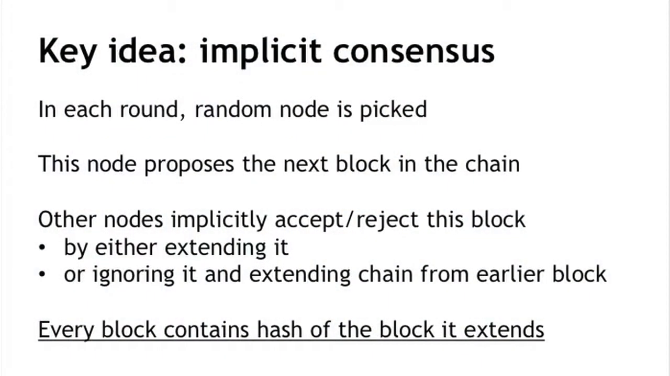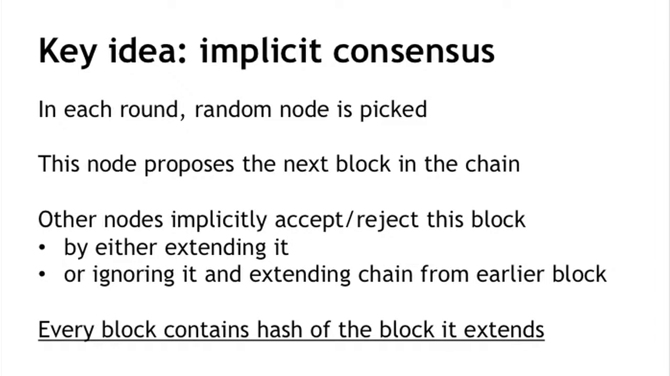So let's make this assumption for now, and let's see what becomes possible if we make this assumption. Here's the key idea. What becomes possible under this assumption of random node selection is something called implicit consensus. So what is implicit consensus? In each round, and there are going to be multiple rounds, each round corresponding to a different block in the blockchain, a random node is somehow selected, magically for the moment. And this node gets to propose the next block in the chain. There is no consensus algorithm, there is no voting.